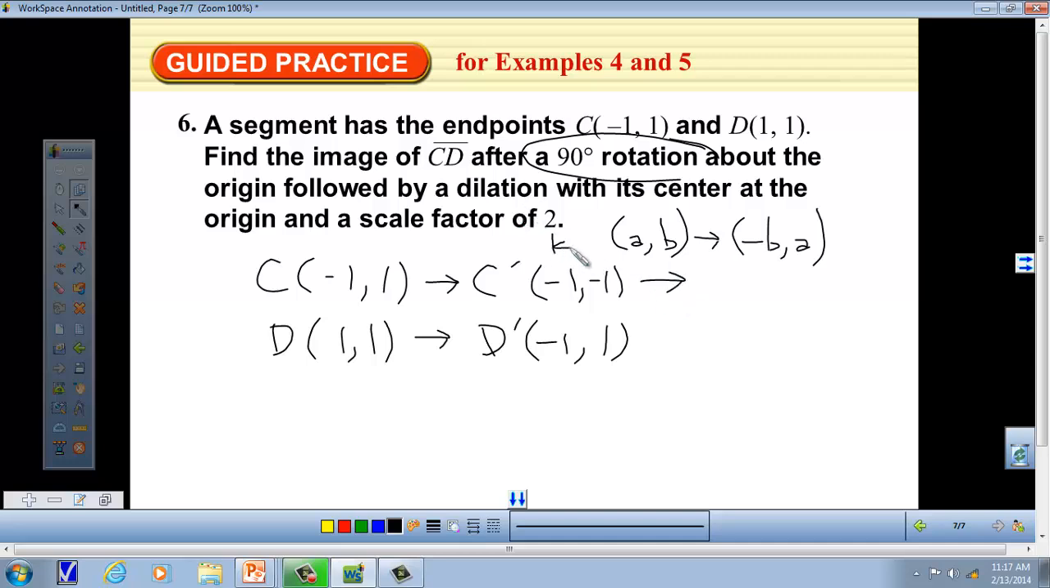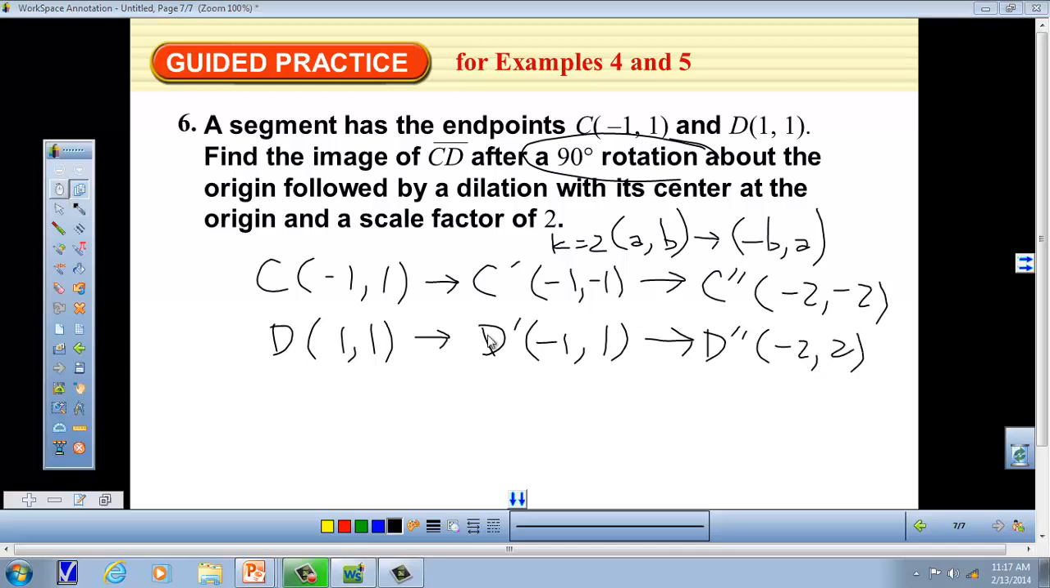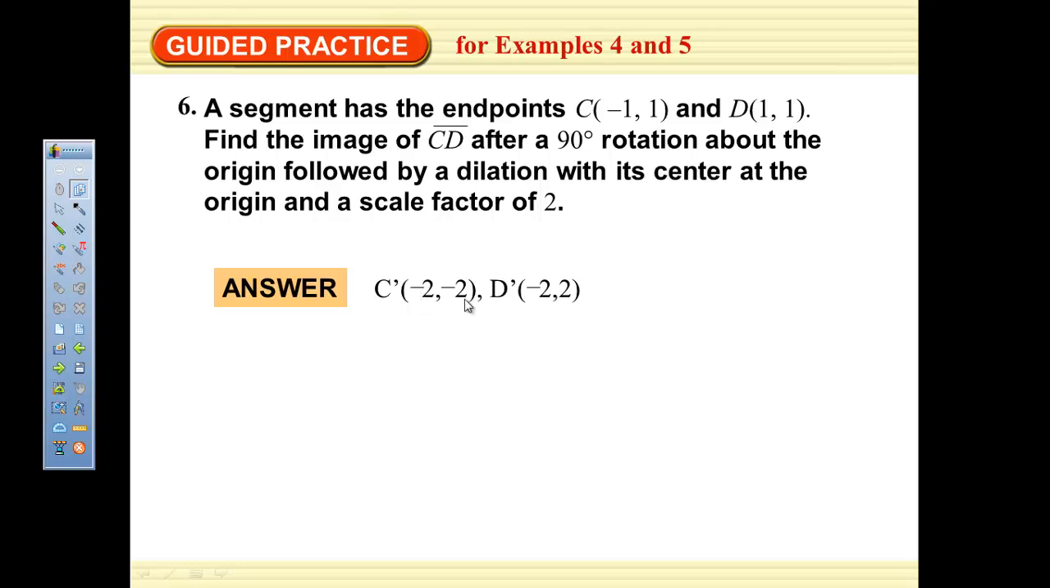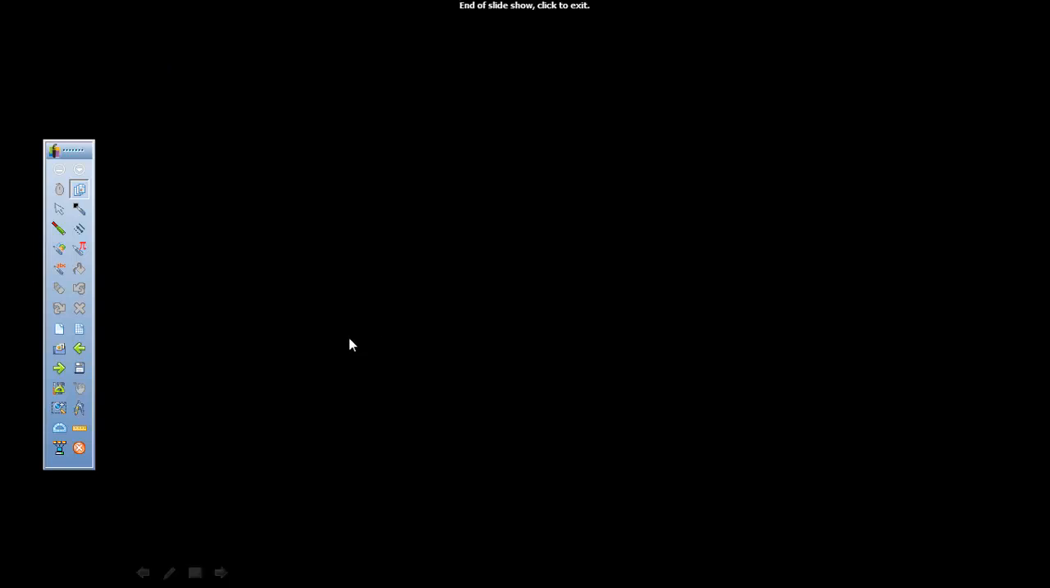So again, my K is equal to 2 here. So we would say C double prime would be negative 2, negative 2. And my D double prime would be negative 2, 2. Okay? And we have negative 2, negative 2, negative 2, 2. And we're done. Thanks.